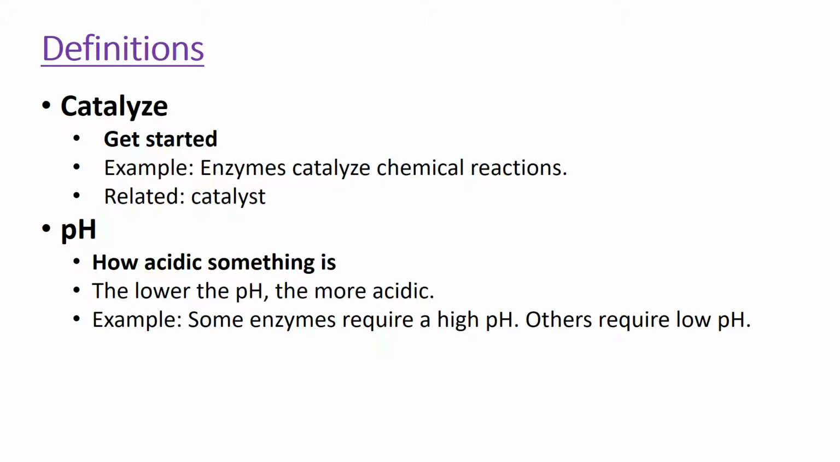And the lower the pH, the more acidic. That's a little counterintuitive, but the lower the pH, the more acidic something is. For example, some enzymes require a high pH and others require a low pH. We might say that the optimal conditions for some enzymes are a high pH and the optimal conditions for other enzymes is a low pH.